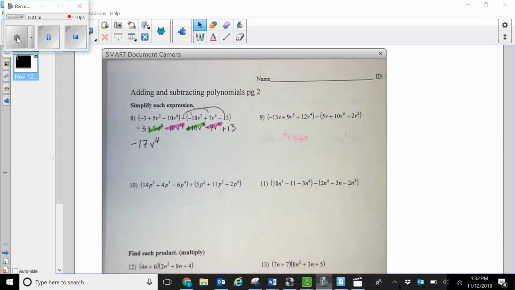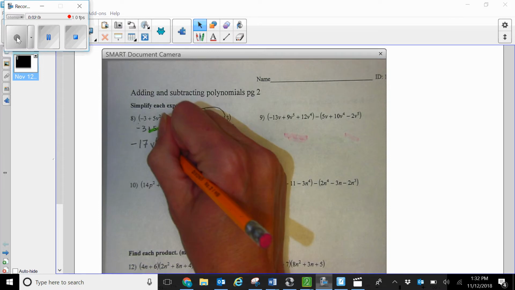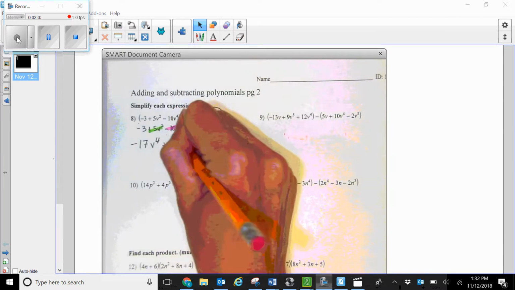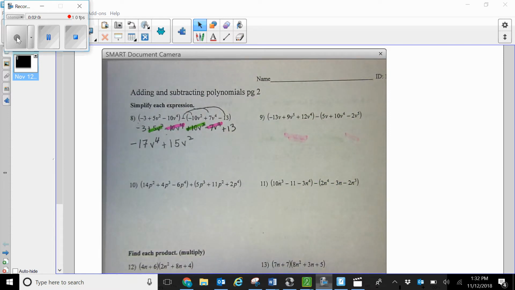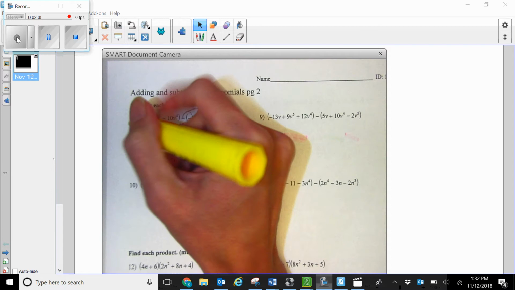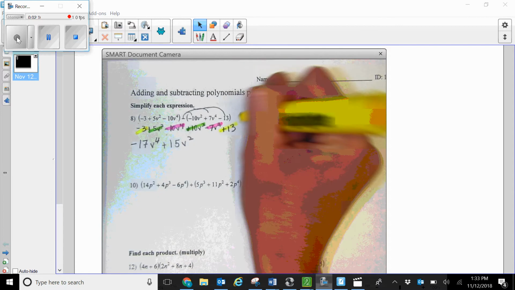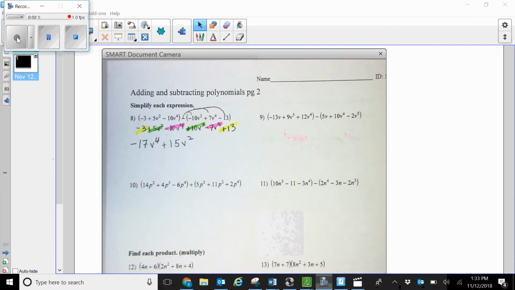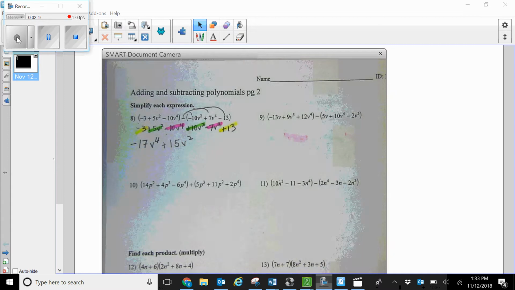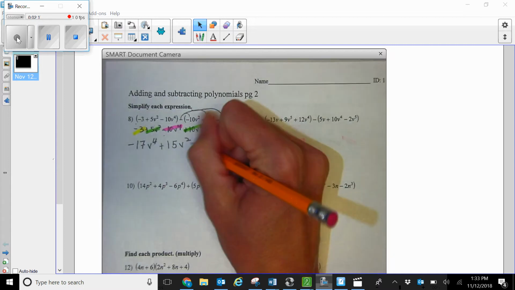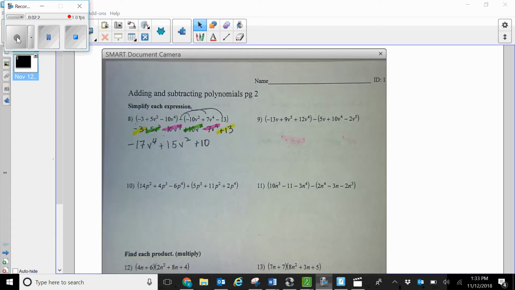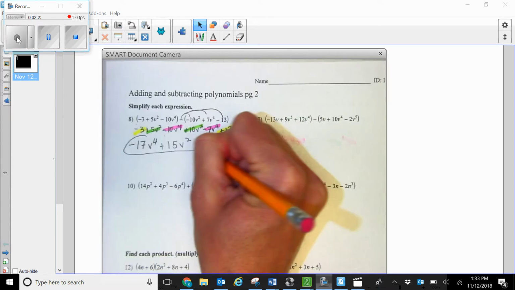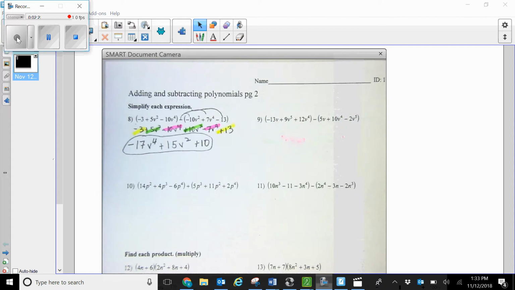So I'm going to combine those two. They're both positive, so plus 15v squared. And finally, I seem to have constant terms, negative 3 and plus 13. Negative 3 plus 13 gives me a positive 10. No x, y, z, or v with it. That's it. So I circle or box in my answer, and there's my final answer.